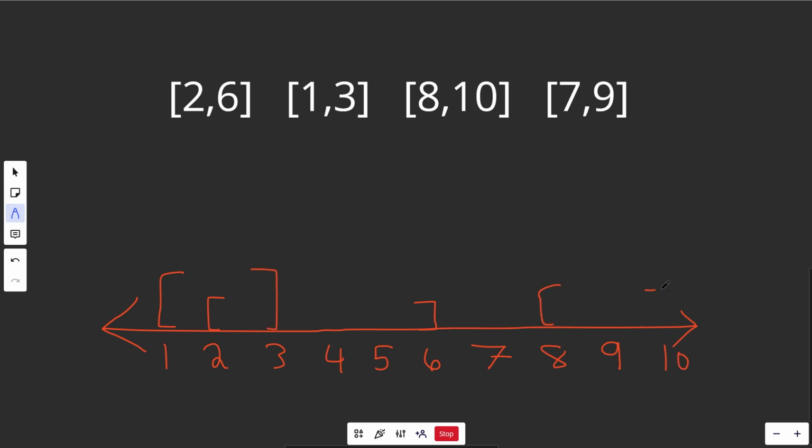We would have 8 and 10. And 7 and 9 are also going to overlap. So we have 7 and 9 overlap as well.